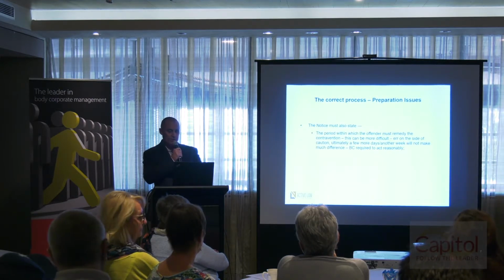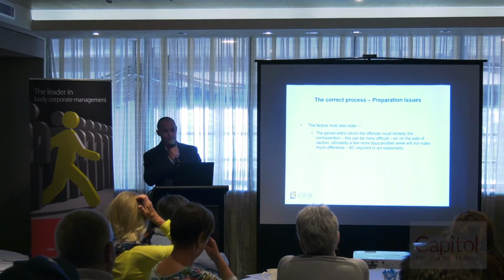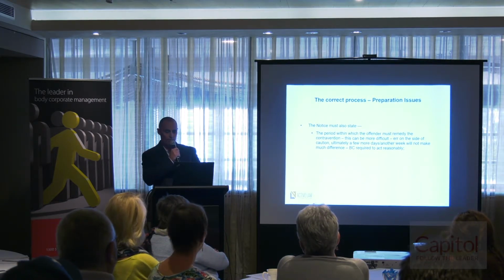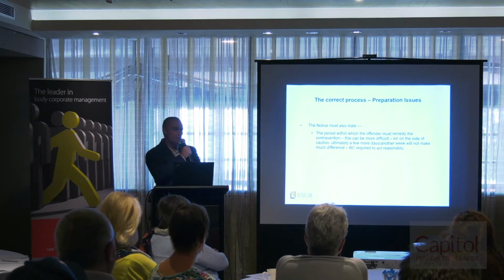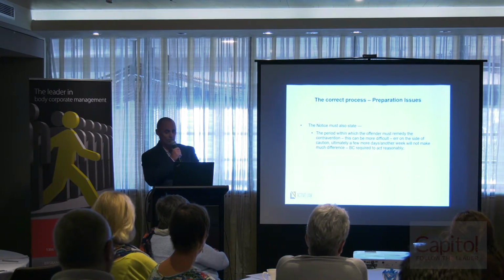The notice also has to state the period within which the offender has to remedy the contravention. Now this can be a bit more difficult. You have body corporates required to act reasonably. You have to give a reasonable time frame. Now that's going to differ depending on the circumstances. Obviously, for hanging towels over the balustrade breach, you can give a short time frame.